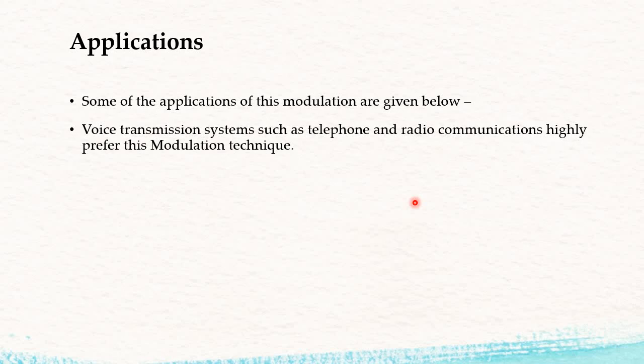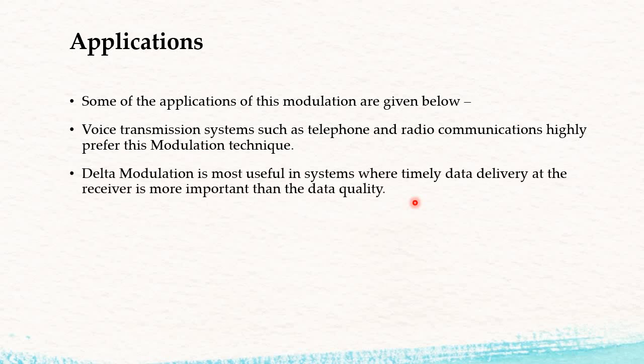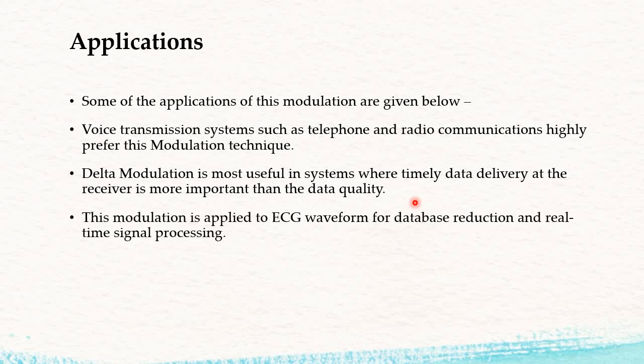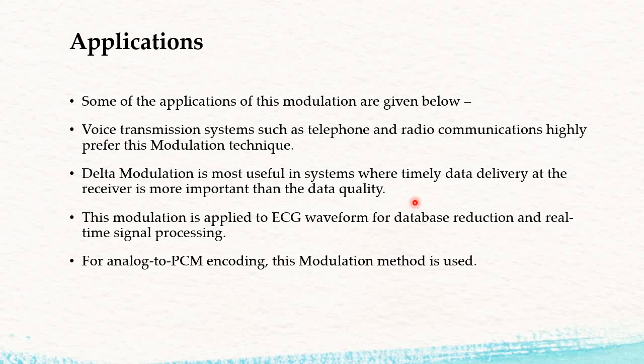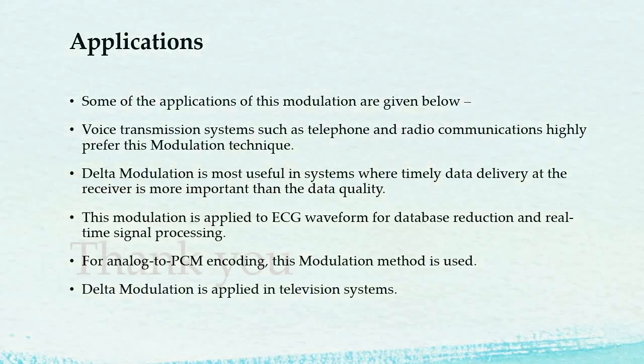Applications: voice transmission systems such as telephone and radio communication highly prefer this modulation technique. Delta modulation is most useful in systems where timely data delivery at the receiver is more important than the data quality. This modulation is applied to ECG waveforms for database reduction and real-time signal processing. For analog to PCM encoding, this modulation method is used. Delta modulation is also applied in television systems.